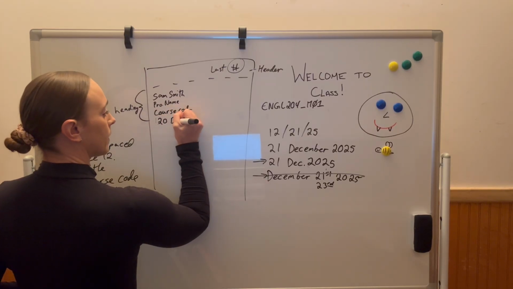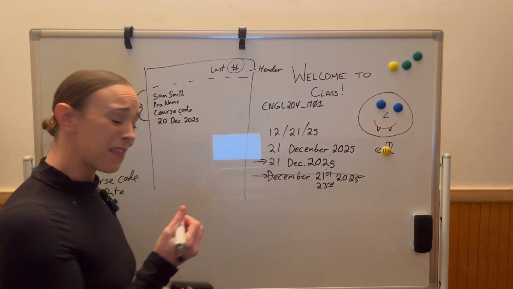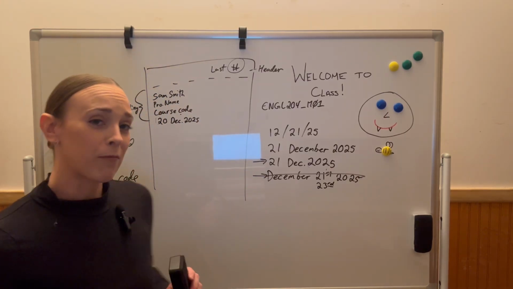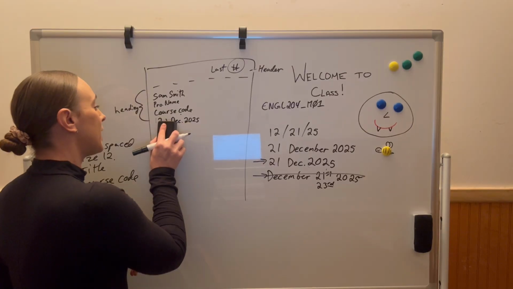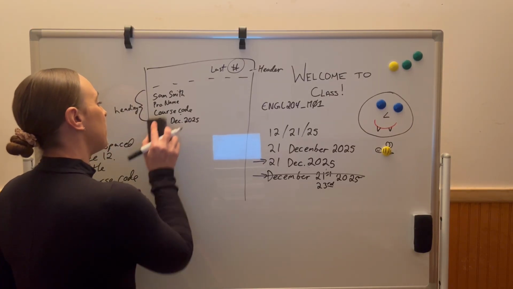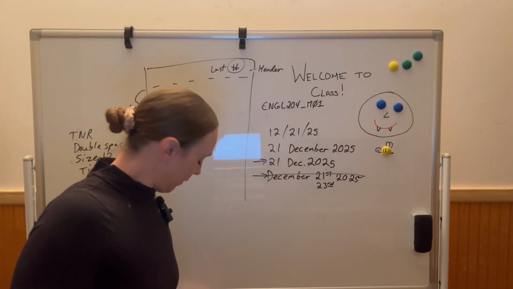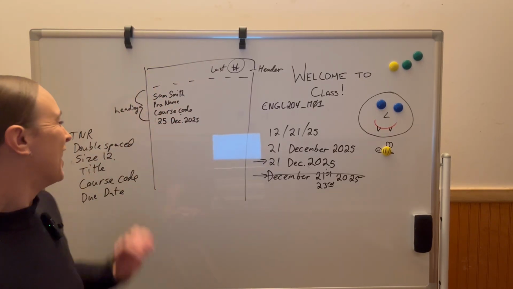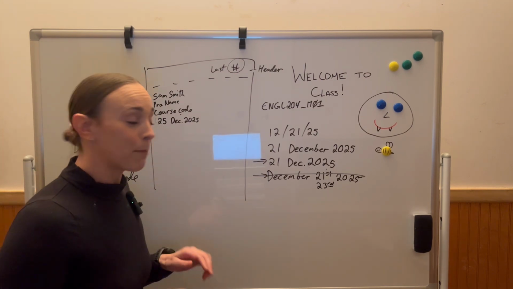So, 20 December, abbreviated, 2025. And that's for the draft. That's totally appropriate. But then what if you have to make changes and then you have a few days to submit that? And then maybe it's due on the 25th of December because your teacher is not super nice. You might have your essay being due on the 25th of December.